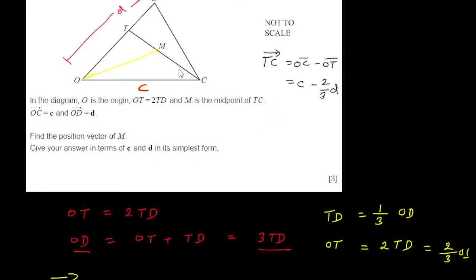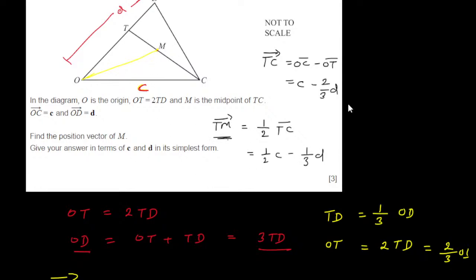As M is the midpoint, we can work out TM. Now TM, there are different ways of working out. TM is nothing but half of TC, and half of TC is half of C minus 1 divided by 3D. Okay, this is TM.